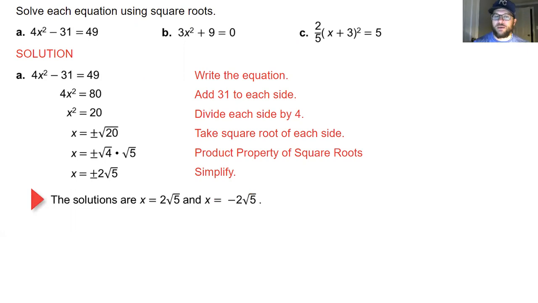You could also be writing it with the plus minus sign in front, or you can separate it and write it as 2 radical 5 or negative 2 radical 5.